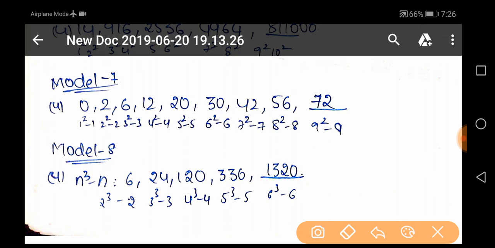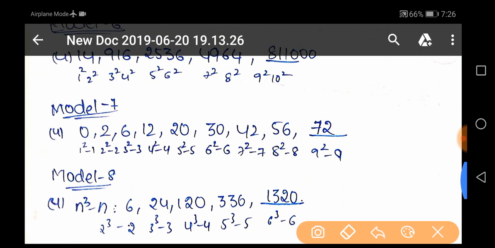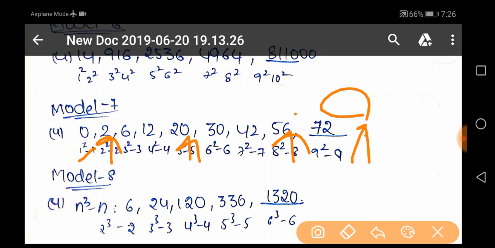And model number 7 here. This is n square minus n type of problems. 0, 2, 6, 12, 20, 30, 42, 56, and the answer is... 1 square minus 1 is 0, 2 square minus 2 is 2. Like that, 5 square minus 5 is 20. 8 square minus 8 is 56. Obviously the next one will be 9 square minus 9, which is 72. 81 minus 9 is 72.